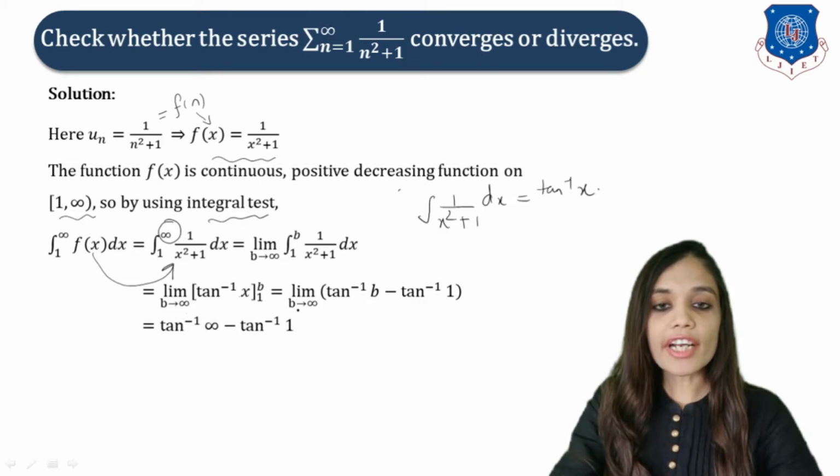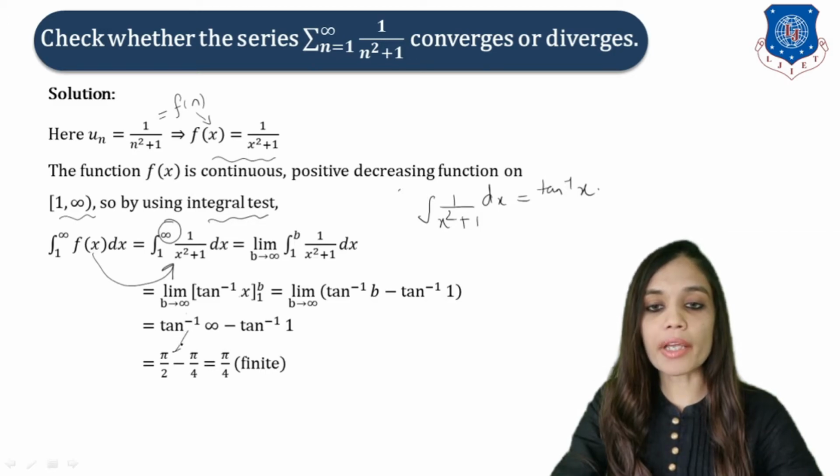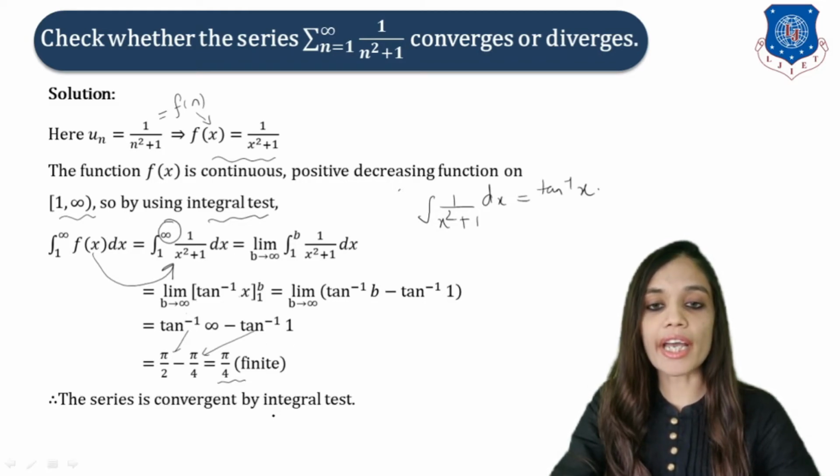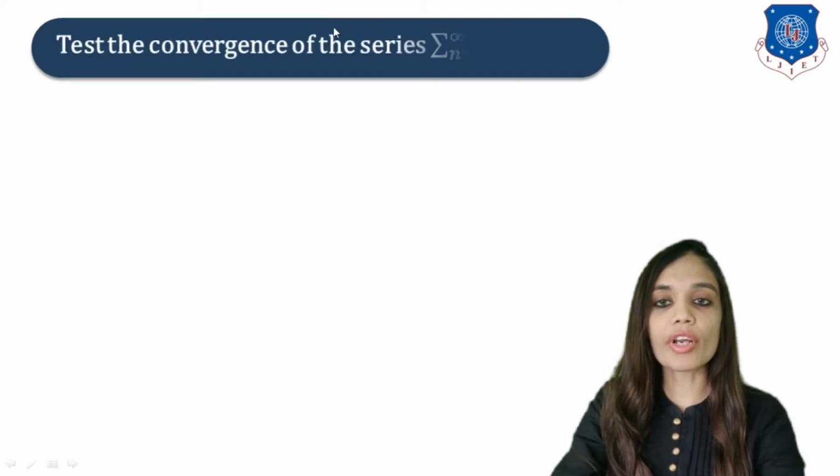Okay. Now let us put the limit. So we will get tan inverse infinity minus tan inverse 1. But we know tan inverse infinity is pi by 2 and tan inverse 1 is pi by 4. Simplify this. So you will get the answer as pi by 4, which is a finite number. So we can say that the series is convergent by integral test. Okay. Let us see one more example.